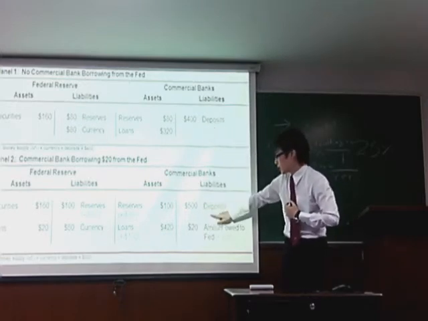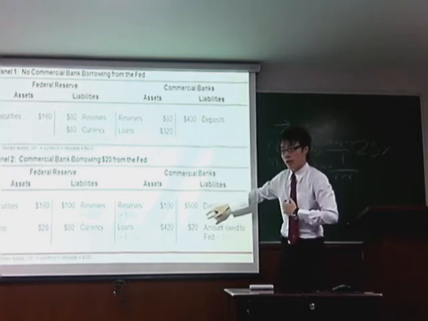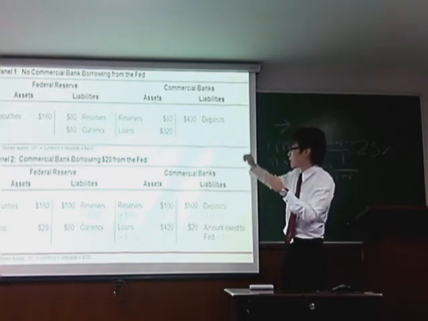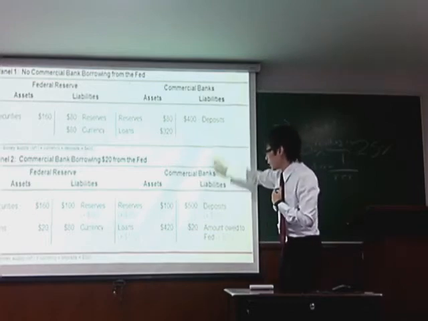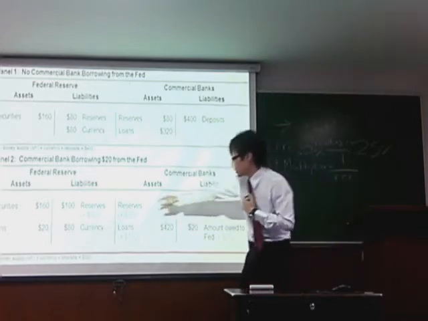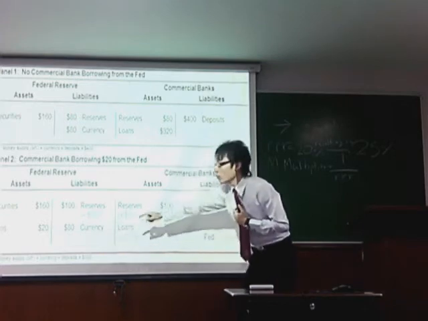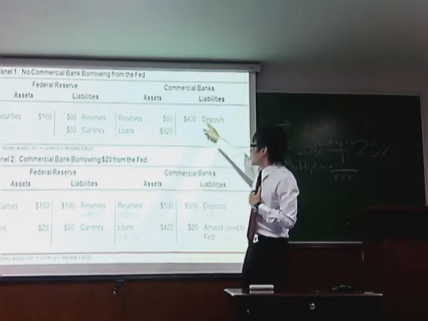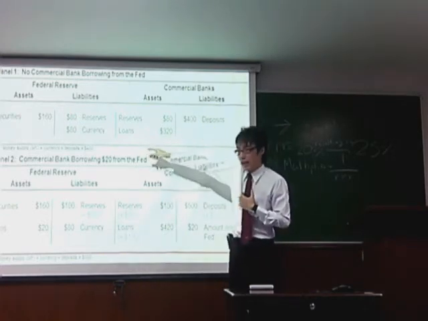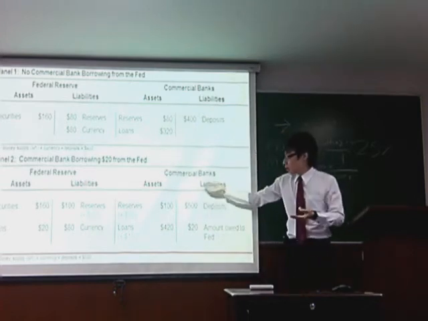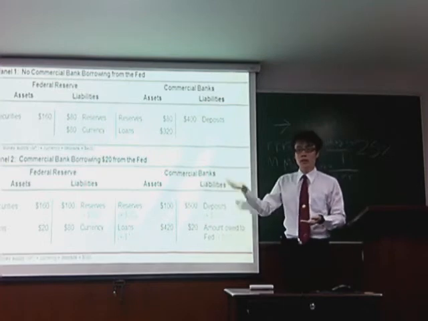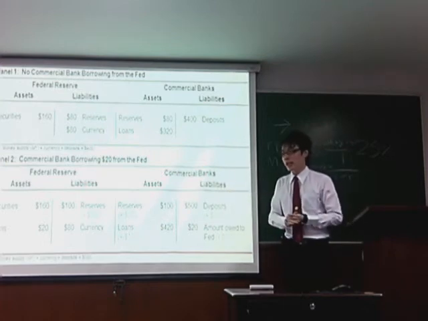Increased by 100. So you have an increase in money supply because 500 plus currency is 580, right? Which is greater than your initial value, 400 plus the 80. So by borrowing money from the Fed, you boost up reserves. By boosting up reserves, you boost up the money supply in the end.